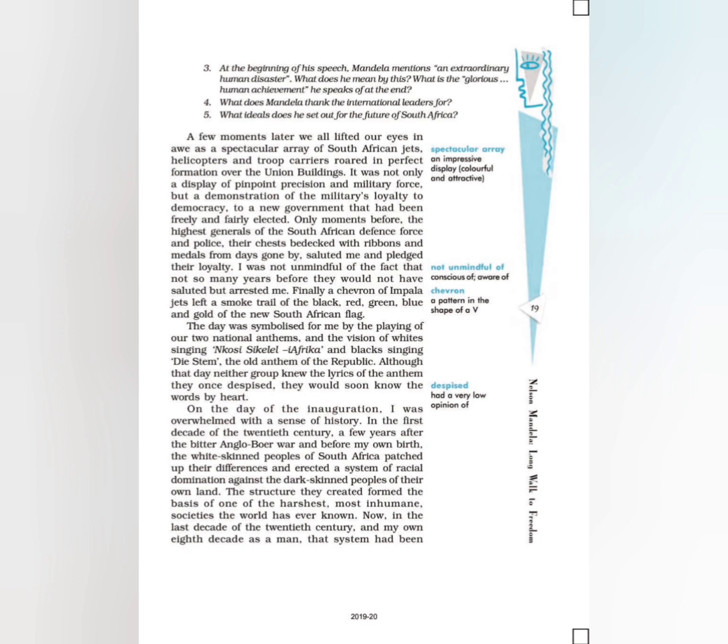And that South Africa patched up the differences and erected a system of racial domination. So this term is very important, racial domination. I mentioned racial discrimination before, and racial domination he is again mentioning, against the dark-skinned people of their own land. The people who are enslaved here are the indigenous people. They are the people of the land, but now they are being exploited. As you know already, the year is 1994, so it is almost the last decade of the 20th century, and he mentioned that it is coming to an end.